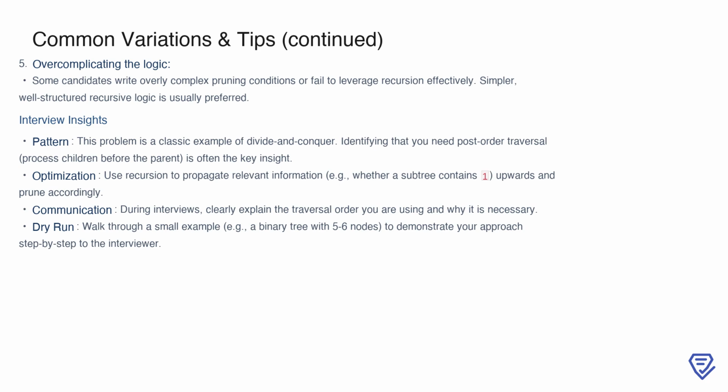Now, let's talk about how this problem often appears in interviews. First, recognize that this is a classic divide and conquer problem where the goal is to process children before evaluating the parent. Post-order traversal is critical here because it ensures that you only prune subtrees after fully determining whether they contain any 1s. To optimize your solution, let recursion do the heavy lifting by propagating information, such as whether a subtree contains a 1, back up to the parent.